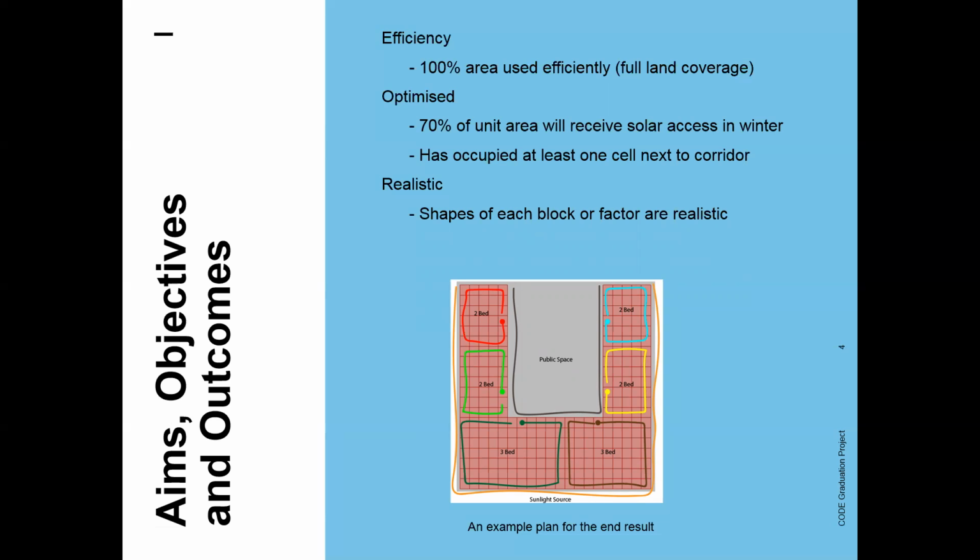Third is the realistic factor. As you can see below, as a very simple outcome example, I do understand that some of the floor plans will be interlocking with each other, but this is just to show a very basic understanding of the simple outcomes that we'll show later.